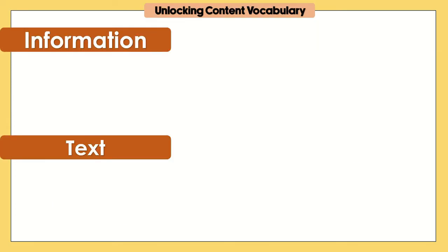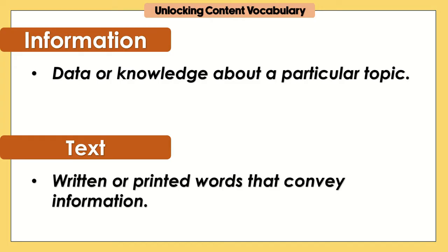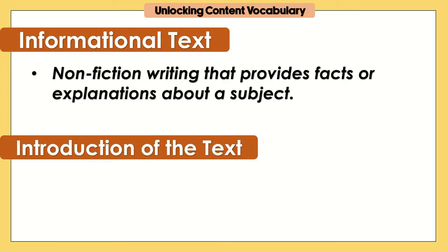For the unlocking content vocabulary, let's define some terms. First is information. It is data or knowledge about a particular topic. For text, it is written or printed words that convey information. Informational text: non-fiction writing that provides facts or explanations about a subject.